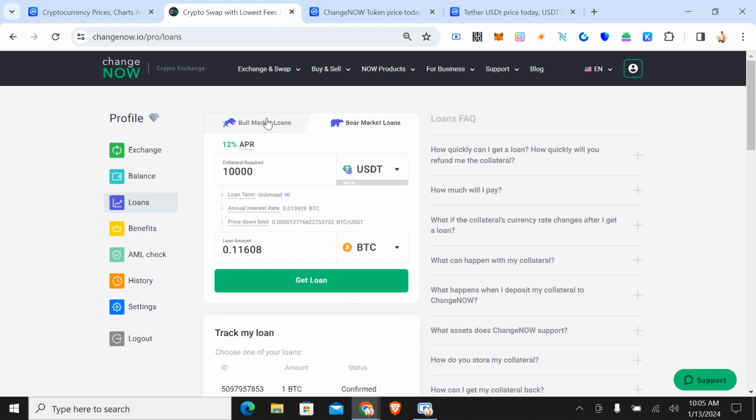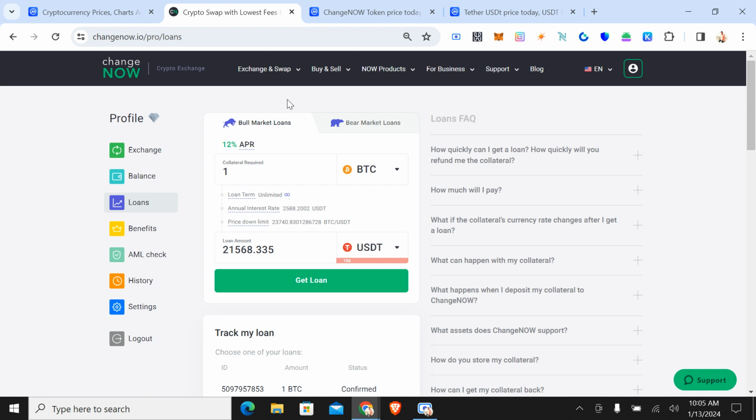Now how this is beneficial, I will tell you. For example, let's say Bitcoin is currently at around 40,000, and you will be getting 50% of it, which is 20,000. Now let's say Bitcoin rises by maybe 50%, to 60,000. The 20,000 USDT that you had borrowed, and bought Bitcoin with, is now worth 30,000. So if you sell this at 30,000 right now, you are making $10,000 of profit.